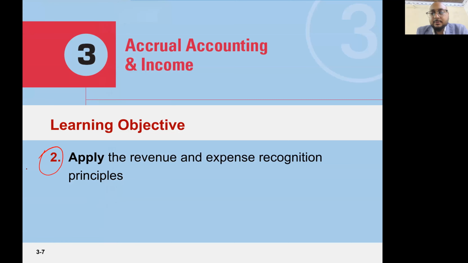Now apply the recognition principle of expense and revenue. So revenue recognition principle and expense recognition principle. We just shared some light in our earlier slide that revenue must be recorded when it occurred. Maybe collection is after something, but expenses and revenue must be recorded when they occur. The simplest definition of this principle is that revenue and expenses must be recorded when it happened.